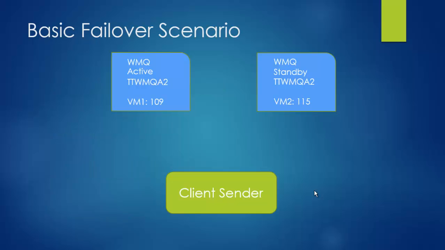We have the active Queue Manager running on server 109 TTWMQ-A2, and we have another instance of it running on standby, and we have our sender. So we're going to begin by sending 10 messages to the active 109 server, and then we're going to introduce a network disruption by killing the NIC on that VM, which should cause a failover to take place, and the standby will become the active, and we should see those 10 messages. So let's go ahead and jump right into our demo.